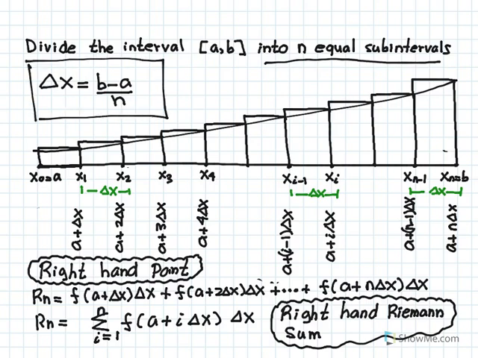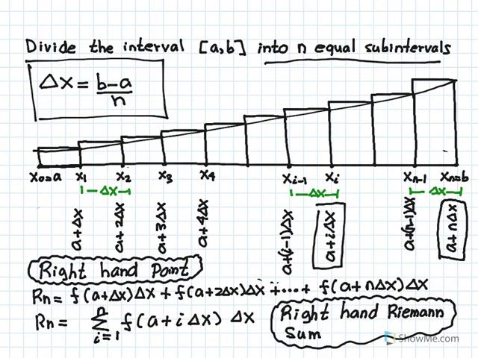So the first starting point is x0, that's a. x1 is a plus delta x, because we're going up by equal partitions. x2 is a plus 2 delta x. x3 is going to be a plus 3 delta x. x_i is going to be a plus i delta x. And x_n, which is your last x value, is a plus n delta x, and that is b.